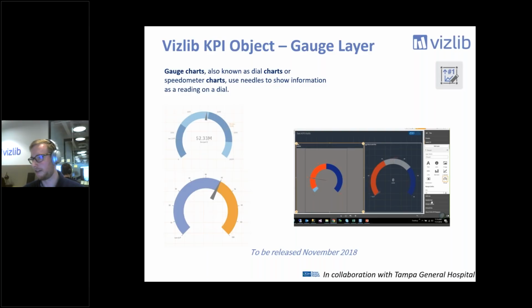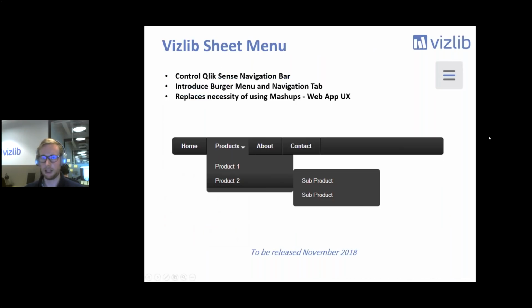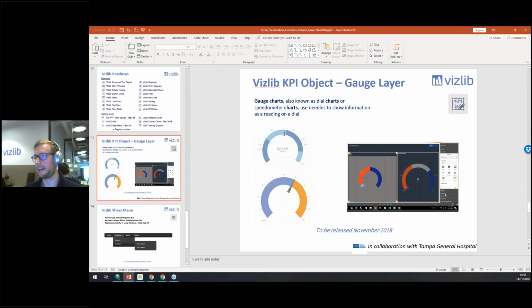For those of you who haven't used the KPI object, we have a concept of layers where you can add a text, an icon, an image, lines, bar charts, and now also a gauge chart in the near future. This was done in collaboration with Tampa General Hospital, who helped with this direction. And yeah, this will be available in November, and I can show you a little bit how it looks like.